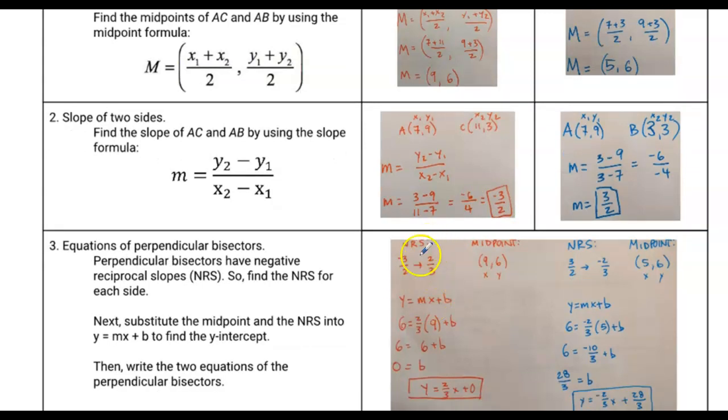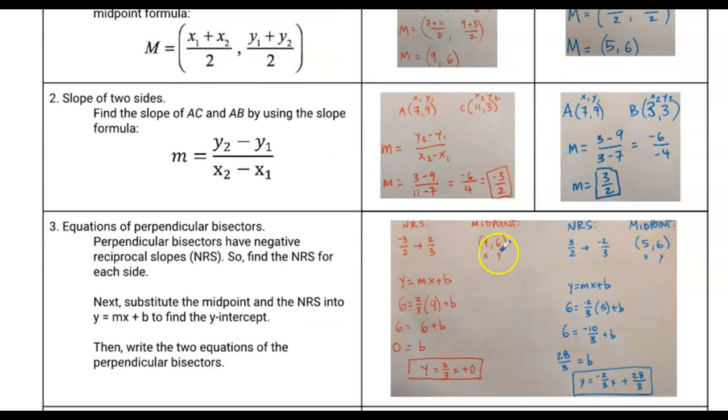And then we substitute that slope into y equals mx plus b using the midpoint as x and y to find the value of the y-intercept. Once we find that y-intercept, we write out the equation: y equals 2/3, which is the slope, x plus 0, which is the y-intercept. Then for the other perpendicular bisector, we already have the original slope. Now we need to find the negative reciprocal slope, which is negative 2 over 3.